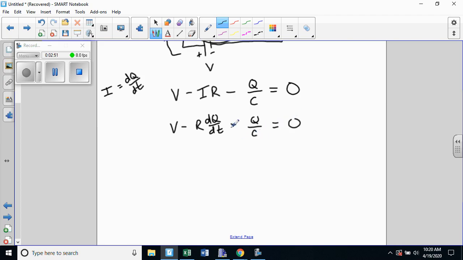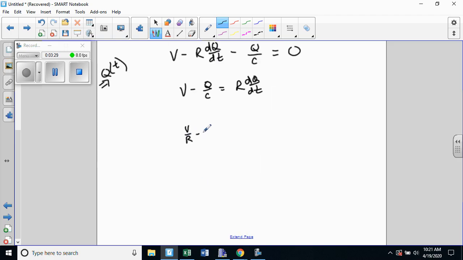Okay, so what I want to do now, since I have dq dt, is aim to get Q as a function of time. Let us get charge as a function of time. So of course I need to isolate the differential equation, the first order derivative right here, dq dt, by moving the R dq dt to the other side because it's got a minus here. So let me say V minus Q over C is equal to R dq dt. Okay, the next thing I'm going to do is divide everything by R. So I have V over R minus Q over RC is equal to dq dt.